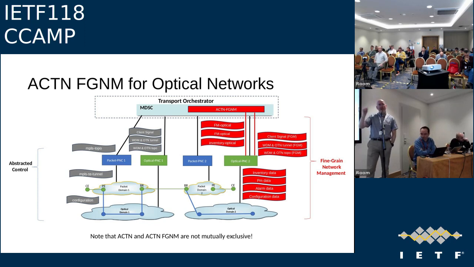But what you're seeing on the right is potentially the enhancement, the subtle increase in fine-grained capability, new models that have been recently introduced, and potentially will need additional models. So this would be new work to solve. And maybe we need to prioritize what the use cases are for ACTN, FGNM. Maybe it's performance monitoring. Maybe it's some configuration example for optical networks. Note the operative word there: I've only talked about optical sites so far. The red lines are the ACTN, FGNM, and the black line is still full abstraction using traditional ACTN.